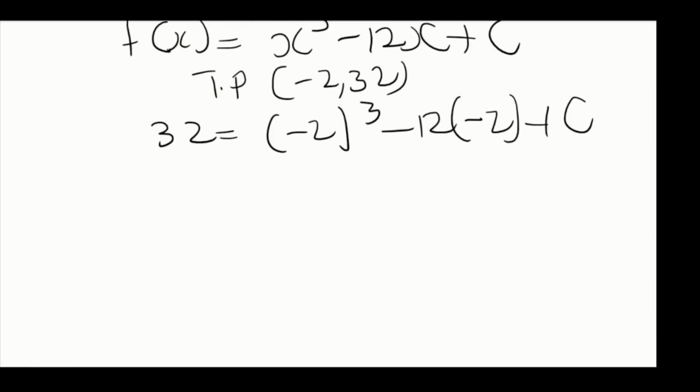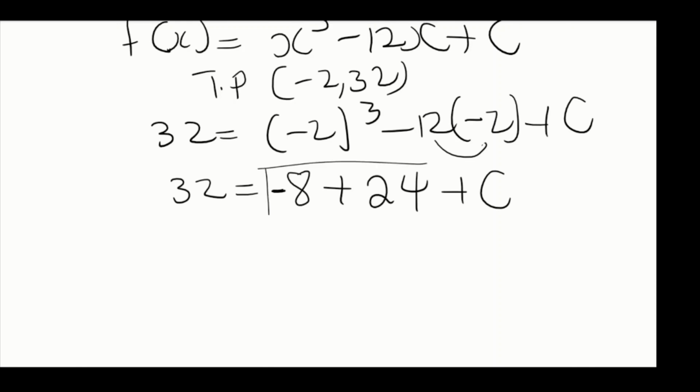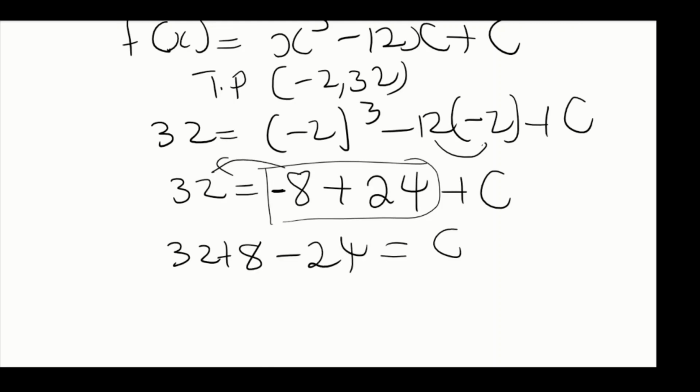All right, so 32 equals, minus 2 cubed is negative 8, and then 12 multiplied by 2 is going to be positive 24 plus c. Then you're going to transpose these two numbers to the other side. You're going to have 32 plus 8 minus 24 equals c. So therefore our c value is going to be equal to 16.